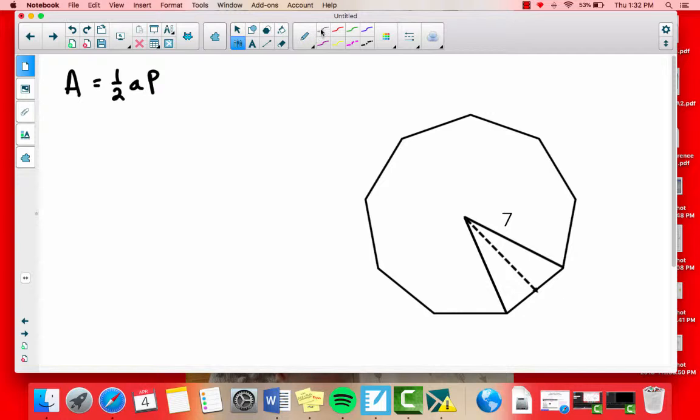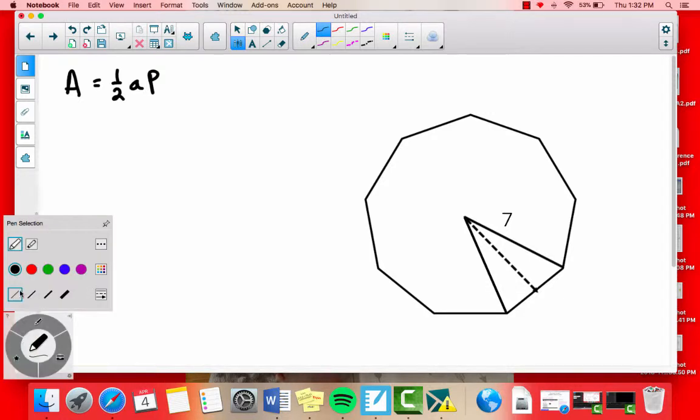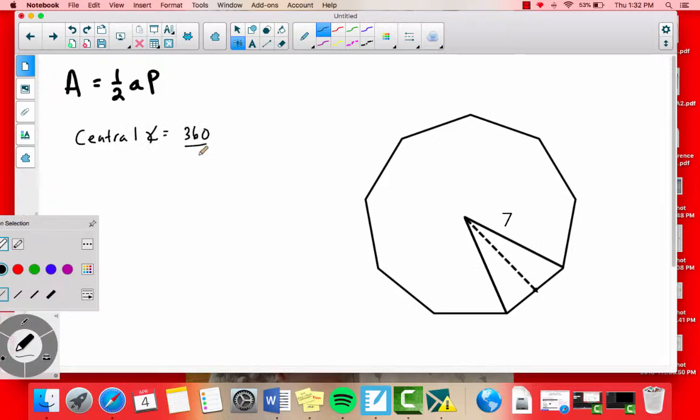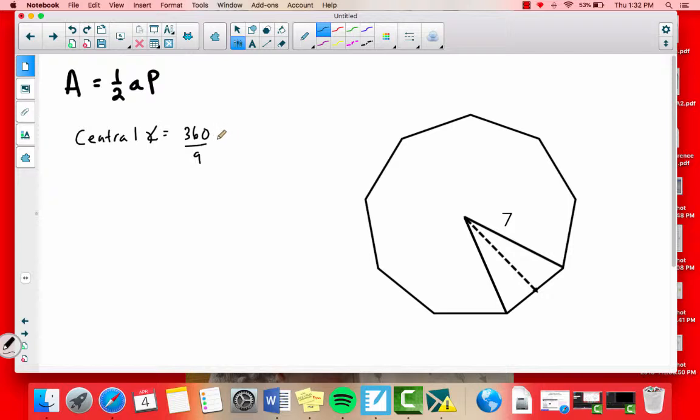Let's start off by just going ahead and finding that central angle. I'm going to go ahead and write that down. So the central angle, we said we take 360 divided by the number of sides, which in this case is 9. That's going to get us 40 degrees. But remember, we only want half of that. So the angle here that we're going to be working with is just 20 degrees.